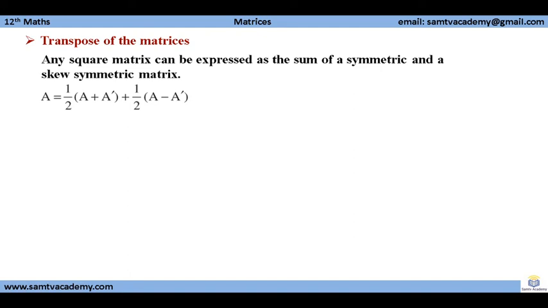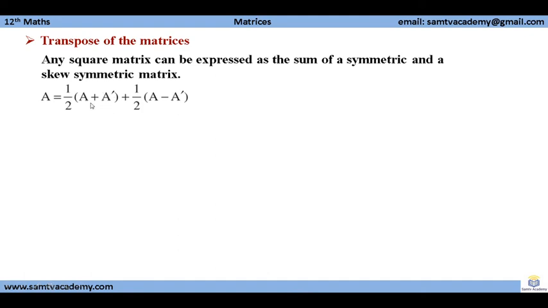Now, any square matrix can be expressed as the sum of a symmetric and a skew symmetric matrix. So we will prove it here. How it can be proved? As we have seen previously, any square matrix can be expressed as the sum of a symmetric and a skew symmetric matrix. I have proved previously that A plus A transpose is a symmetric matrix.